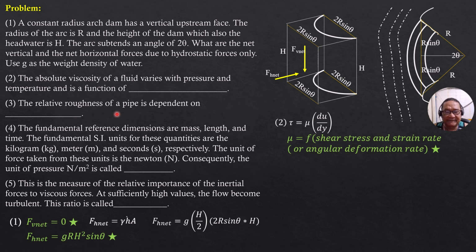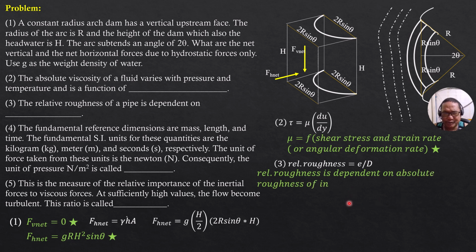Third, the relative roughness of a pipe is dependent on blank. Relative roughness may be denoted with epsilon, or by formula, it is absolute roughness over diameter. This absolute roughness is the protuberance of the inner surface of the pipe. Therefore, the answer is relative roughness is a function of the absolute roughness of the interior surface and the diameter of the pipe.